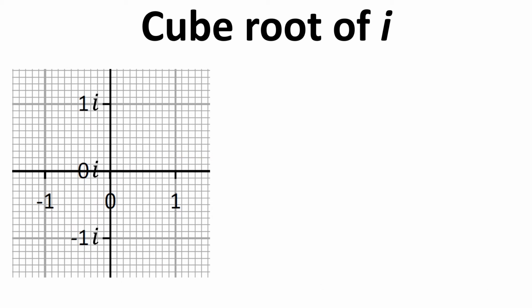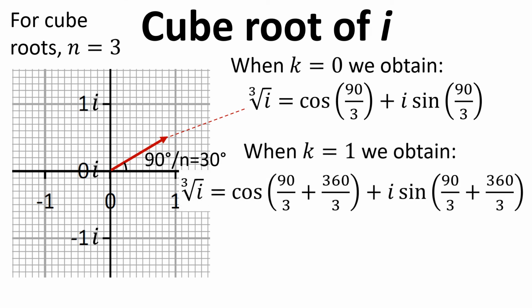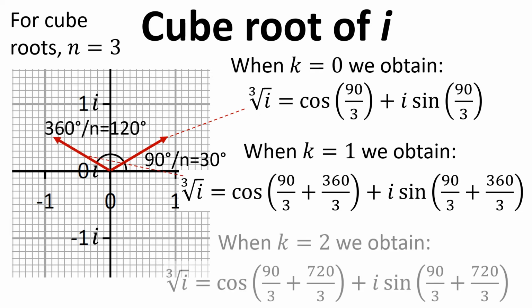What about the cube root of i? Okay, so n equals 3. When k equals 0, we obtain cos(90/3) + i sin(90/3), and that is represented by this red arrow here. We're now 30 degrees from the real axis. For k equals 1, we have to add on 360 divided by 3, so we go round 120 degrees. That's the second solution. When k equals 2, we go round another 120 degrees, and we get the third root. So for the cube root, there are 3 possible solutions.